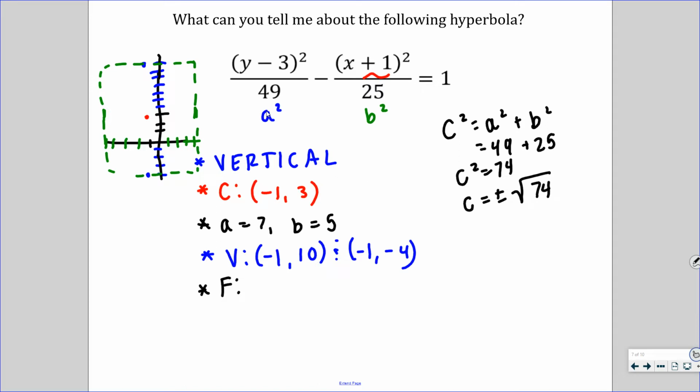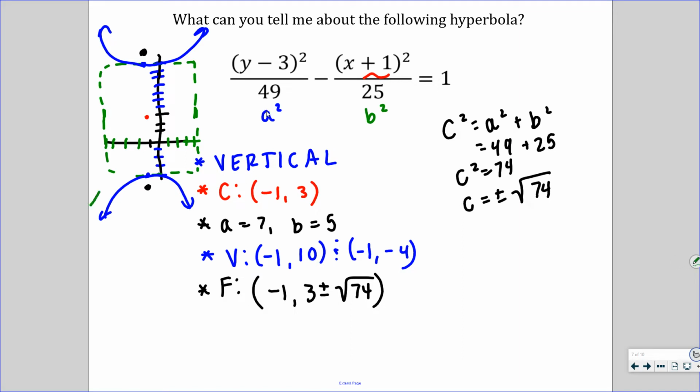I don't have to graph this, so you can get the approximation if you want. I just know that from my center, the focus would lie inside my hyperbola. So on this little sketch, if you wanted to draw on your hyperbola, you can. You can draw on your asymptotes if you want to, but my foci are going to be somewhere in here. So they're going to have x-coordinates of negative 1, and then it would be 3 plus or minus the square root of 74. Okay, with me?